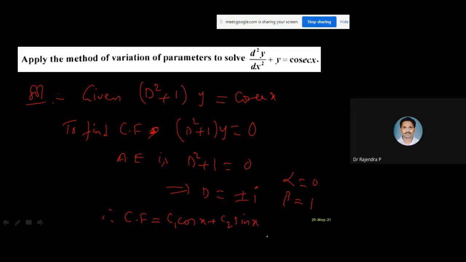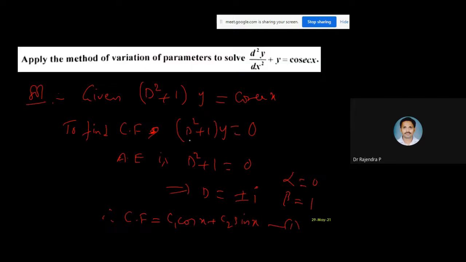Yes, sir. Okay, now I'm going to find the particular integral. How do I have to find it? I have to take it from this equation only; we have to assume the particular integral. I don't know any other method, so I'm going to apply the method of variation of parameters. So I assume u y1 plus v y2. This is my assumption. We already know y1 and y2.